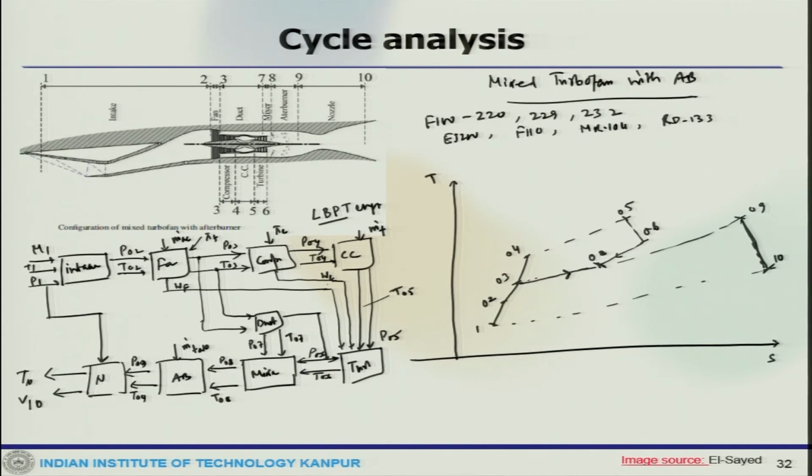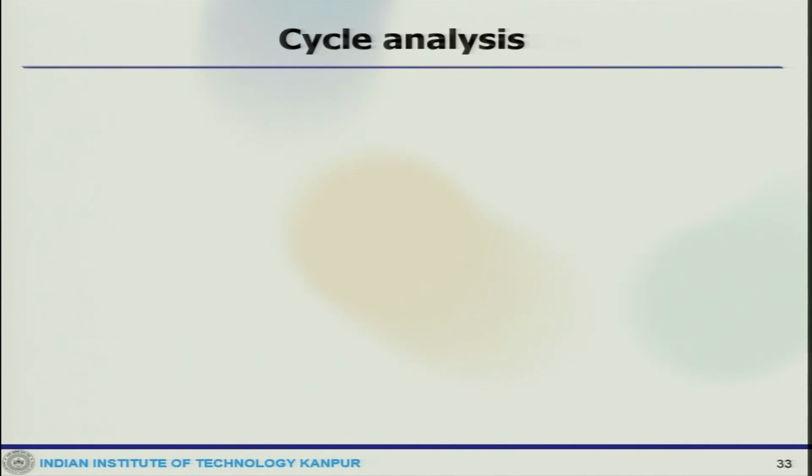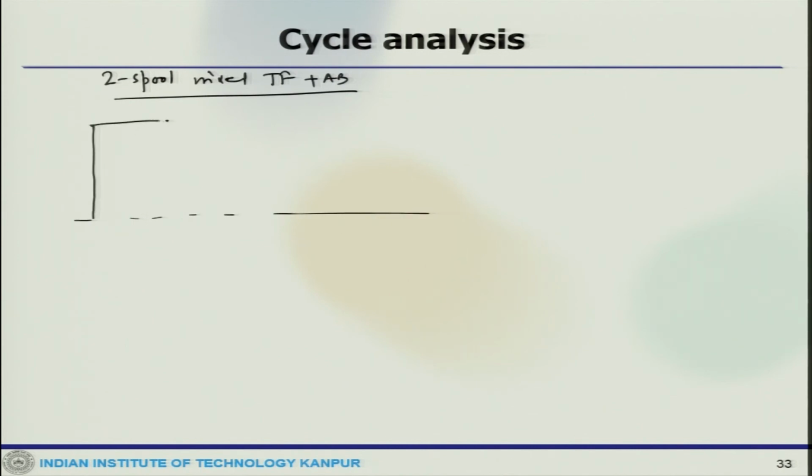So, this one can think of as a single spool. That is why single spool. Now, similarly, if you look at a two spool, then the diagram would look slightly different. Let us say a two spool mixed turbofan plus AB. If you look at that, it would be like, here is the CG, then you have it, so that goes.